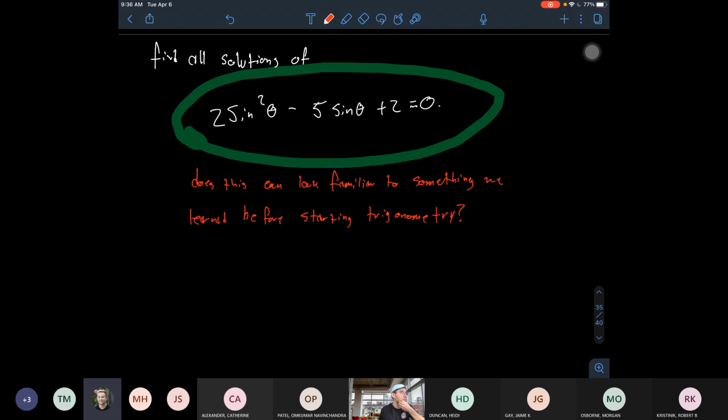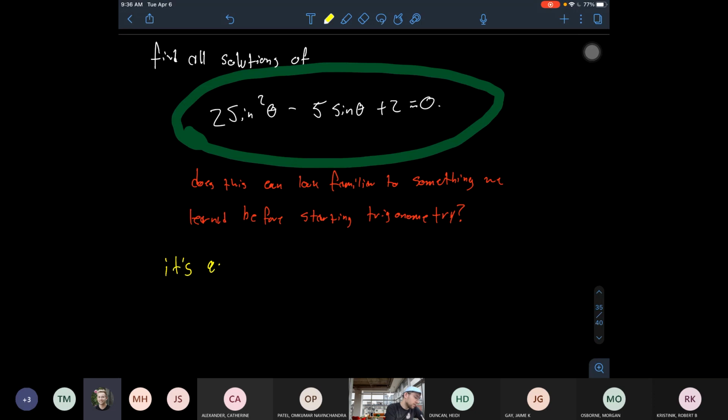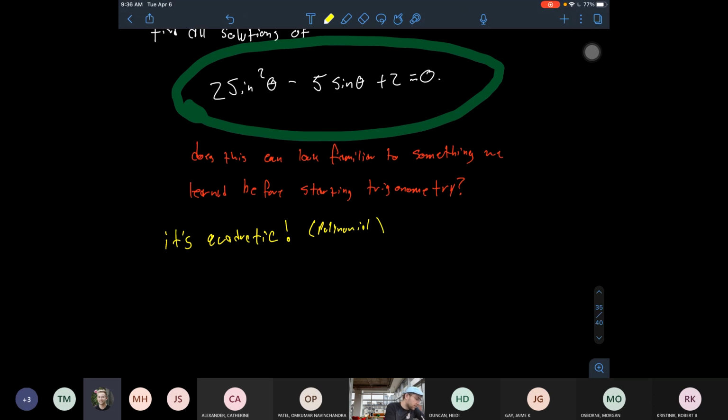Yeah, it does kind of look quadratic, doesn't it? Very good. And of course, Abdurrahman, yeah, or Kumar, a quadratic is a polynomial, so that's also a good answer. Okay, it's a polynomial. It looks kind of like 2x squared minus 5x plus 2 is equal to 0, where x is equal to sine theta.